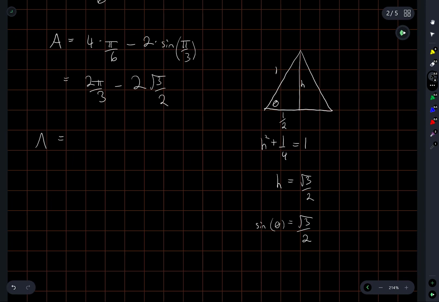And so this area is equal to 2 pi over 3 minus root 3, which, if I plug into my calculator, I should get an approximation here. 0.36 approximately.